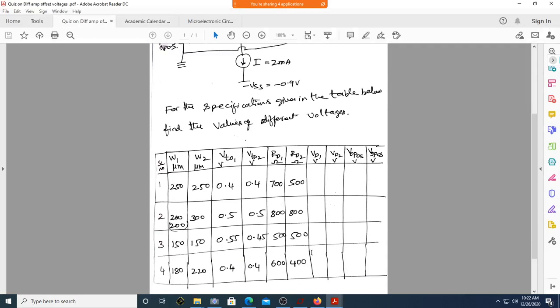See this one. Here the W value is the same. Am I correct? How much is RD? Can you see how much is delta VTO? See, before that we need to find out the average VTO. How much is 0.55 plus 0.45 divided by 2? It's hardly 0.5.